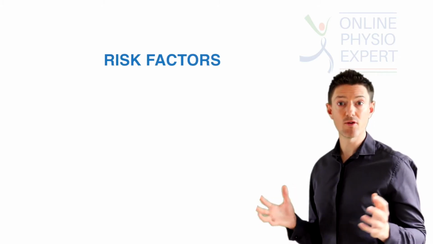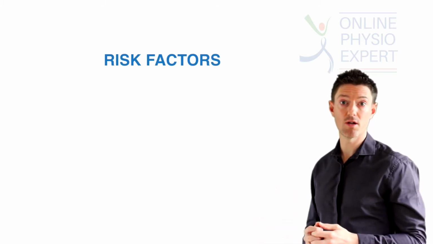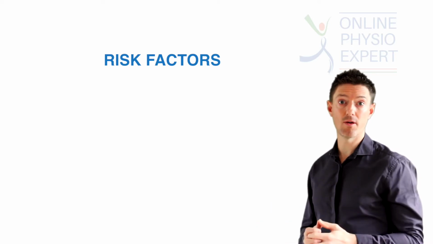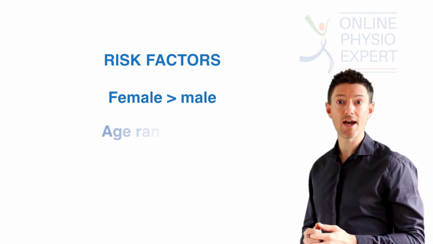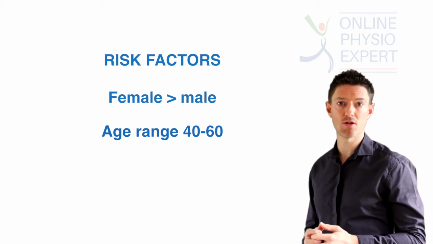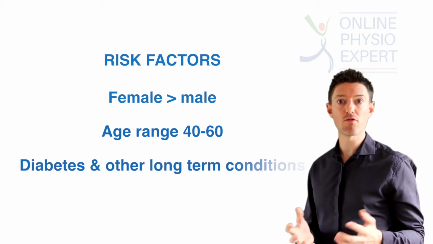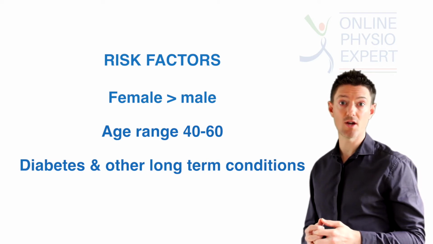Although there is no definite cause with a primary frozen shoulder, we know that it is far more common among women than men between the ages of 40 to 60 years old, and also for people with long-term conditions such as diabetes, thyroid problems, and sometimes cardiovascular conditions.